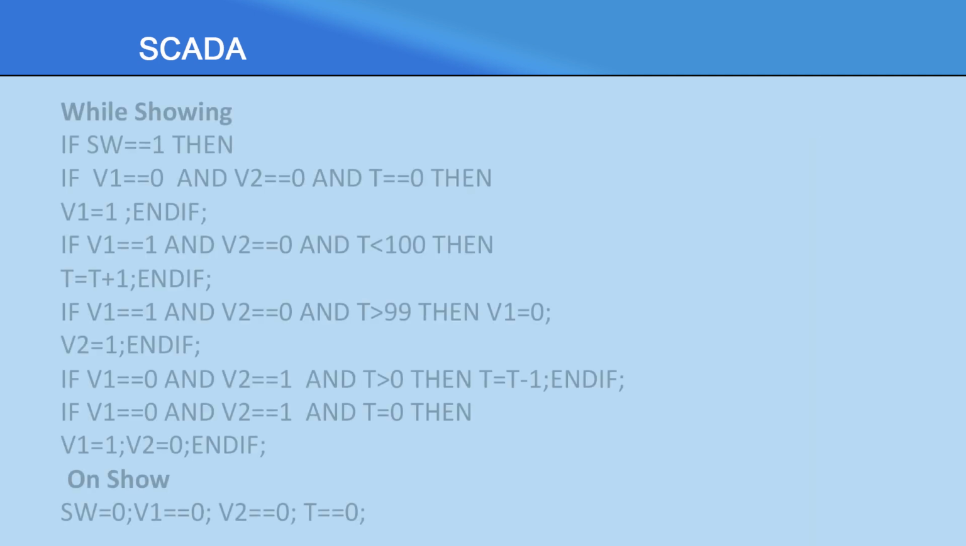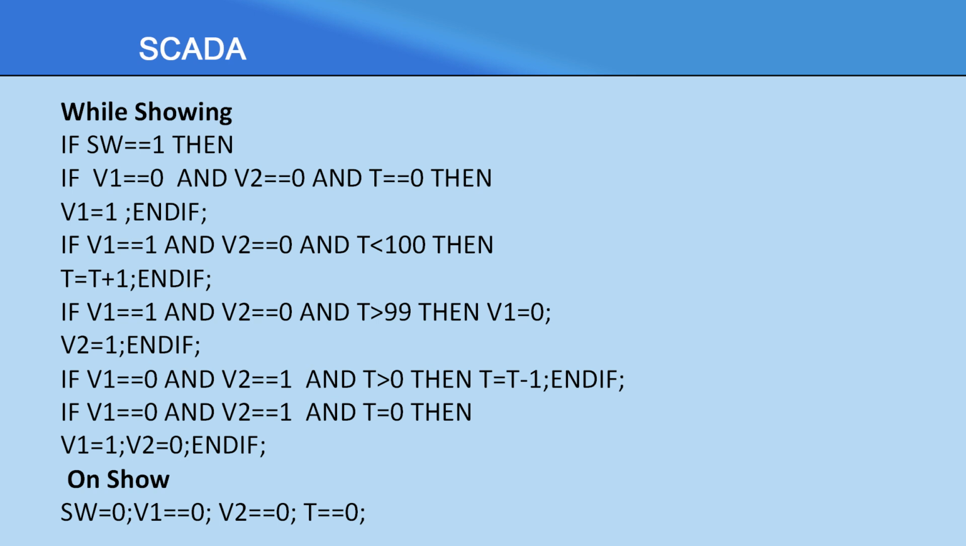You have to right click on the development window, select the Windows script, then for the type you have to choose While Showing. In the While Showing we will put: if SW equal to 1, then if V1 equal to 0 and V2 equal to 0 and T equal to 0, then V1 will turn on, means V1 will be equal to 1. So when the switch is 1 and V1, V2 and T are all 0, then we have to turn valve 1 on, means V1 equal to 1.